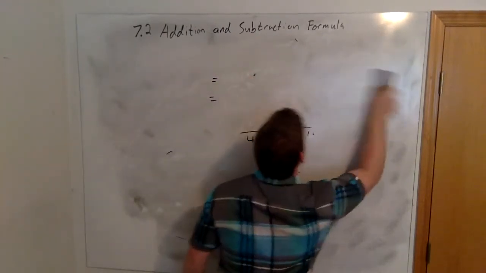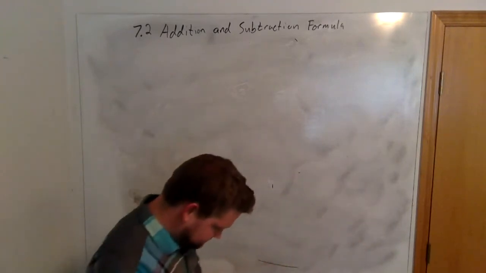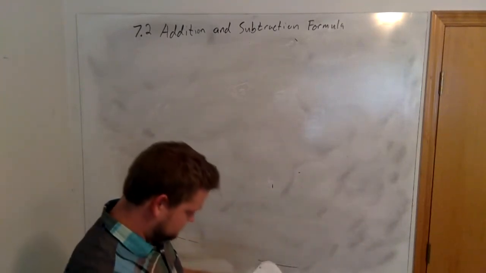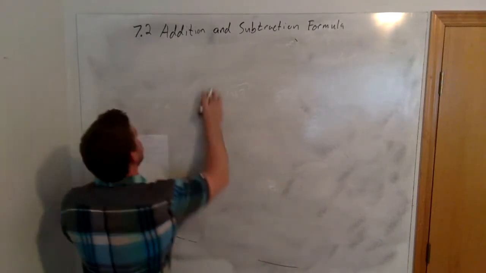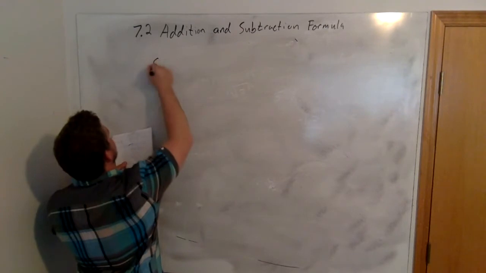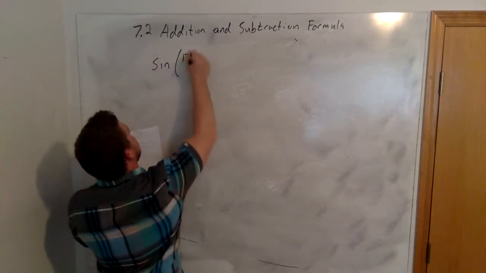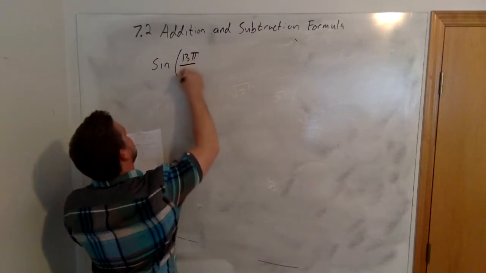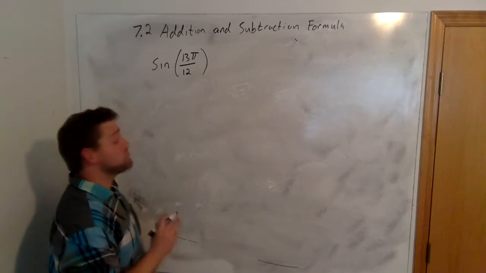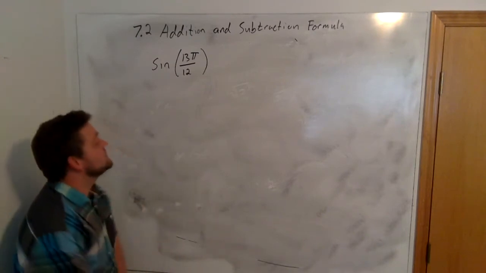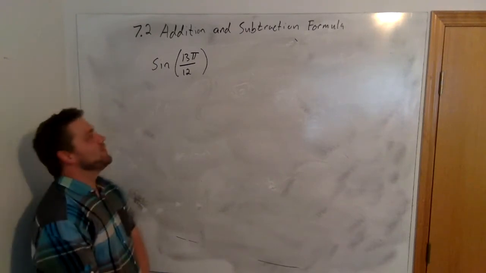Okay, let's do some more. Let's say we want to figure out what the sine of 13 pi over 12 is. We're trying to figure out the exact value of this, again, without using our calculator. Maybe go ahead and pause the video and see if you can think about this one on your own before we do it together.